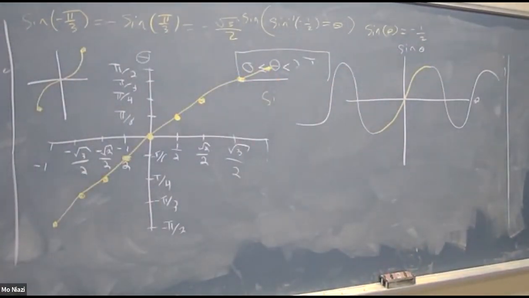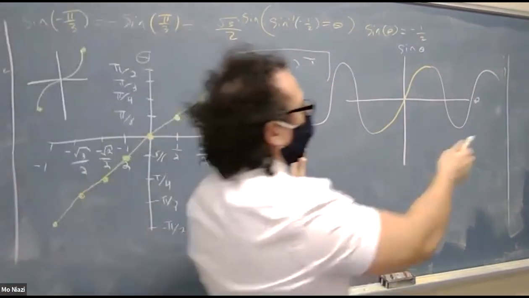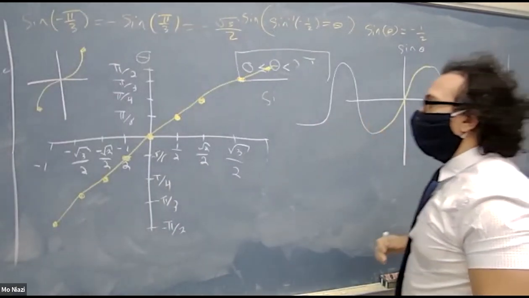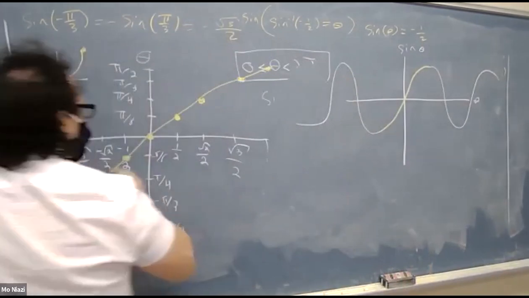Does that make sense? We get the whole thing all the way, we rotate it, and we chop off the white curve, and you get this yellow curve.